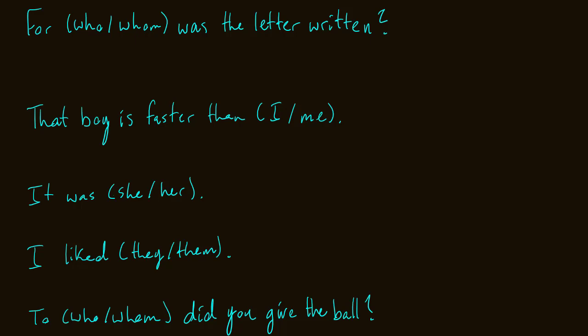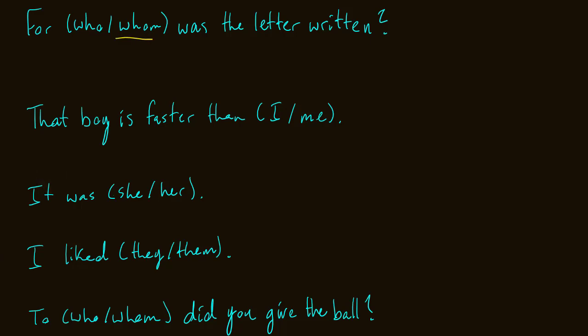So our first sentence is, for who/whom was the letter written? Now, for is a preposition. So the pronoun who/whom is going to be the object of a preposition, all right? We have an object of a preposition, so we need to use our objective case pronoun. And in this example, whom is the objective case pronoun. That would be the correct answer.